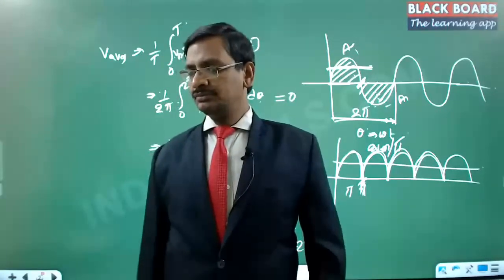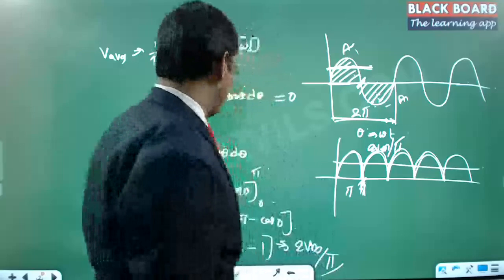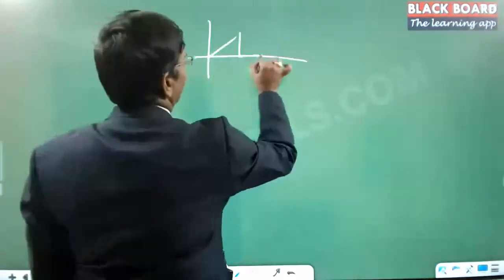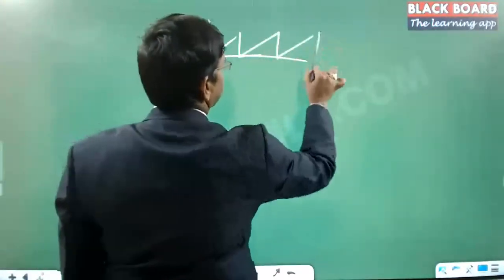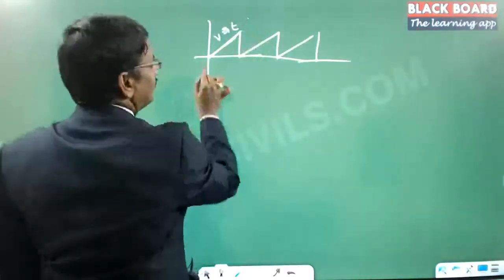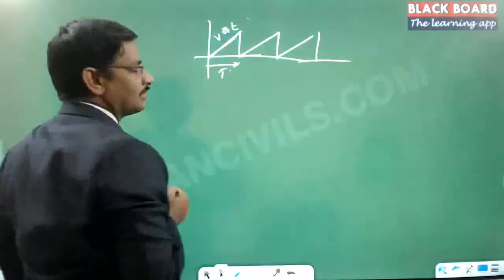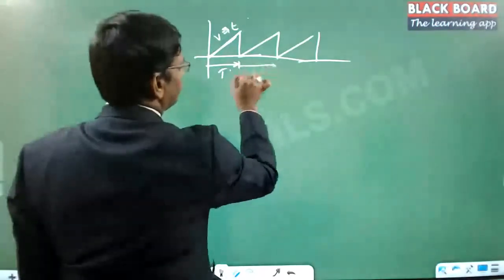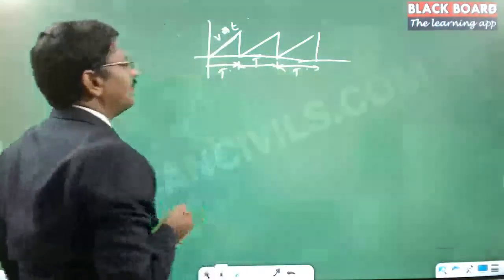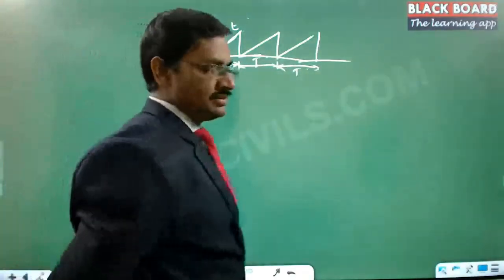Got it? Right? Now suppose I give you any other waveform, say the triangular waveform like this. V equal to t is the waveform, and let us say this is the time period T, and like this it repeats with the same time period T. Then you calculate the average value of this.